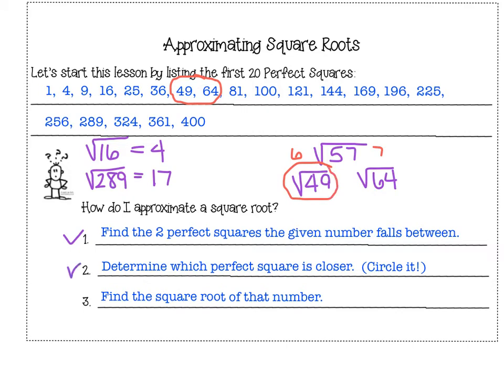The third step is, now that we've determined which one is closer, we're going to find the square root of that number. And the square root of 49 is 7. So if I was going to estimate the square root of 57, I would say that the square root of 57 is approximately, we're going to do a squiggly equal sign, 7.